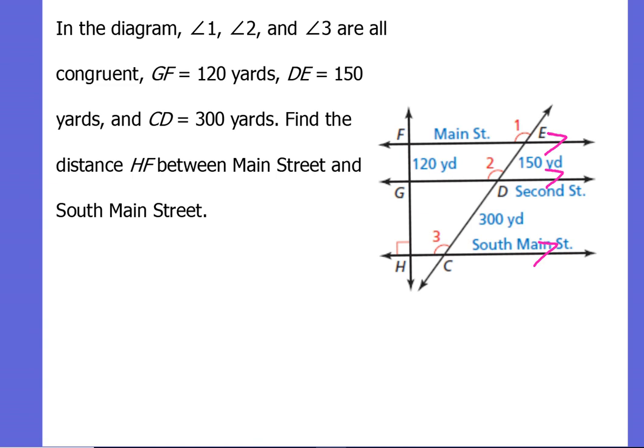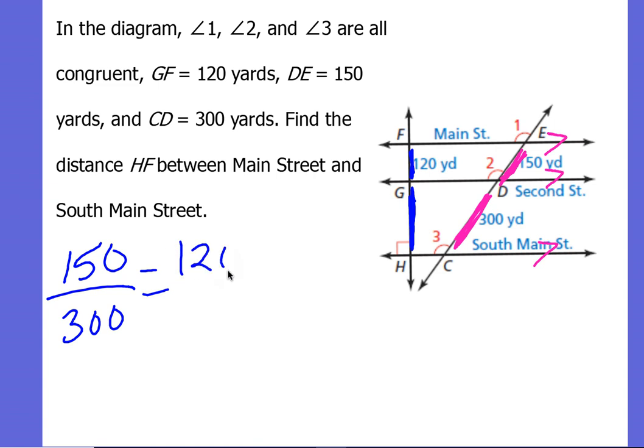All right, so what did the three parallel lines theorem tell us? Well, it told us that the three parallel lines get cut by two transversals. So ED is to DC, just as, I'm trying to change colors here, just as FG is to GH. So I'm just going to match up those colors. So 150 is to 300, just as 120 is to X. We're going to put X right here.